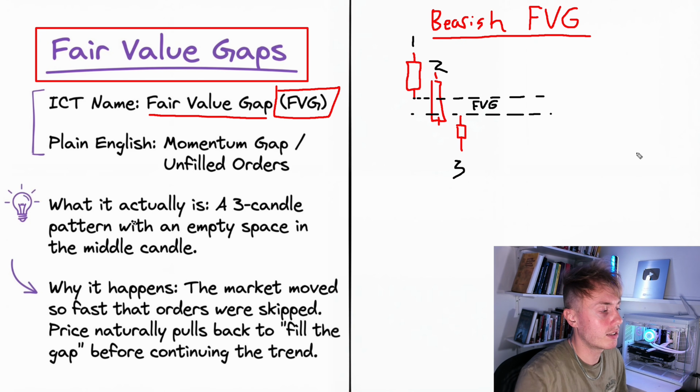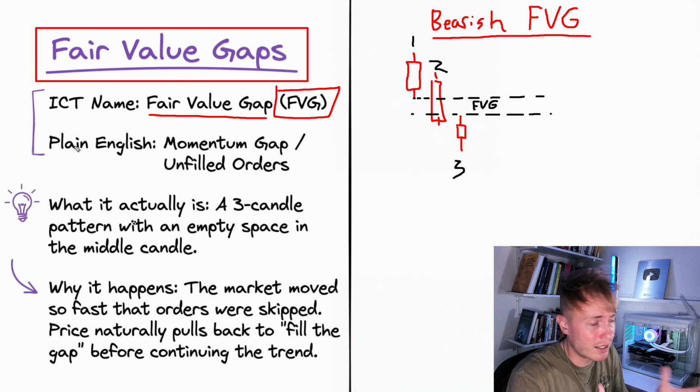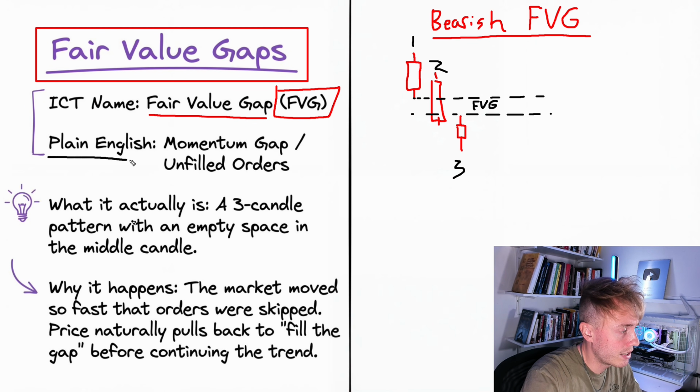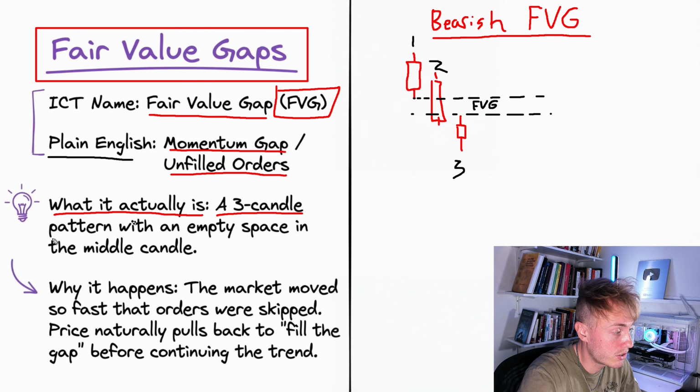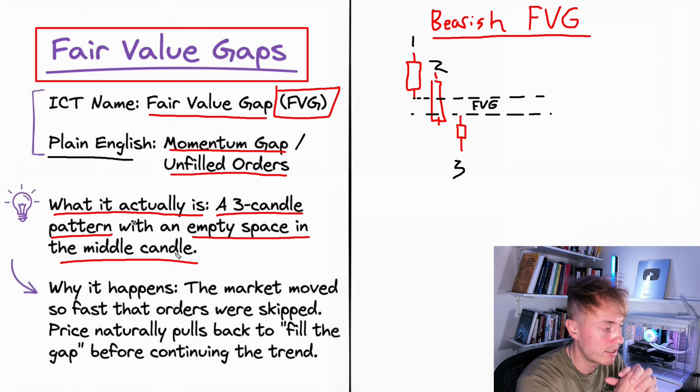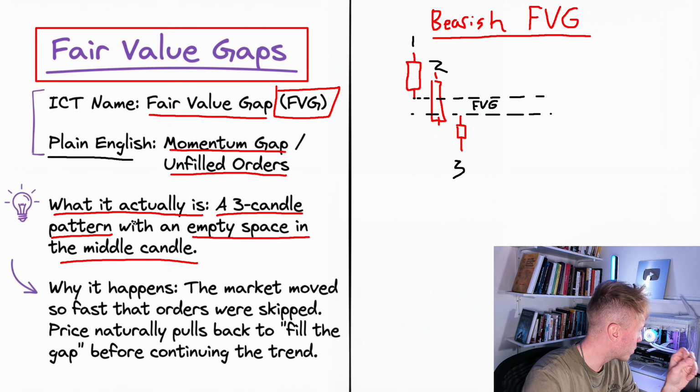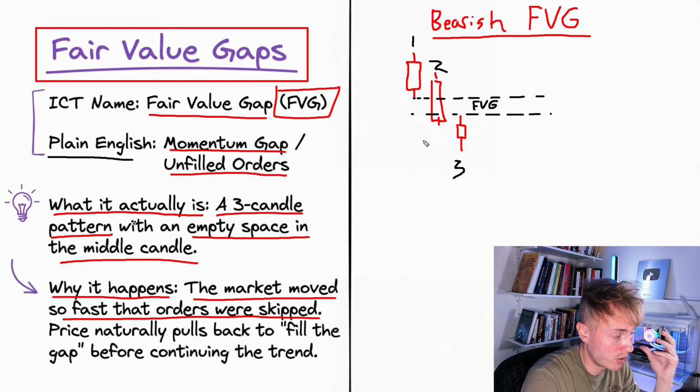But first of all, when it comes to fair value gaps, I think the term is okay here, but in plain English, we are basically talking about momentum gaps, and we can think about it as unfilled orders because the price moved so fast. And what it actually is, I just described. It's a 3 candlestick pattern. It consists of 3 candles, and it has an empty space in the middle, and you know how to identify this. And now you might wonder, why does this happen? Well, the market moved so fast that some orders were skipped during this time.